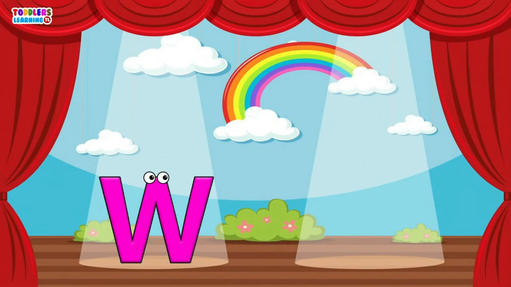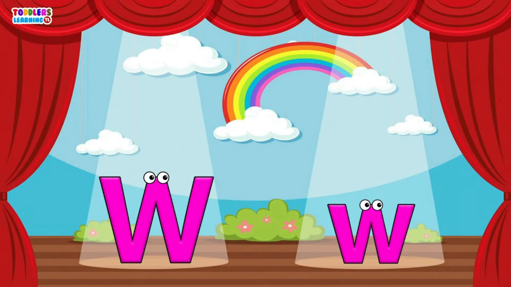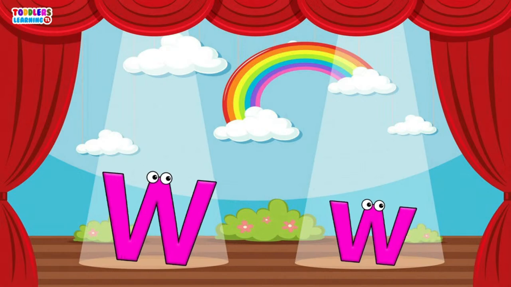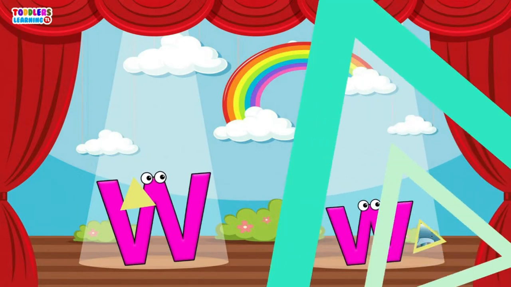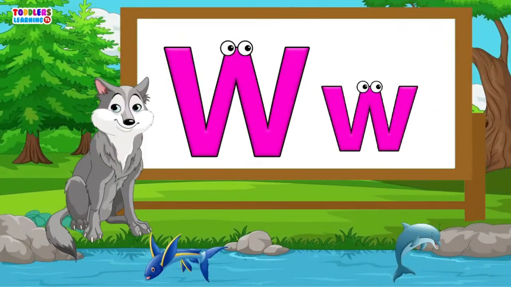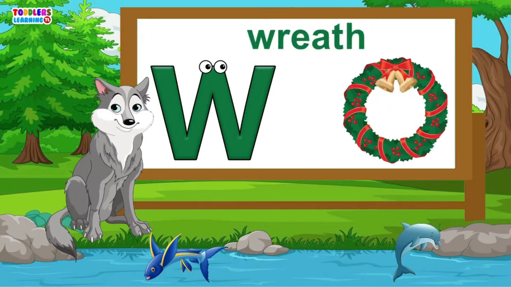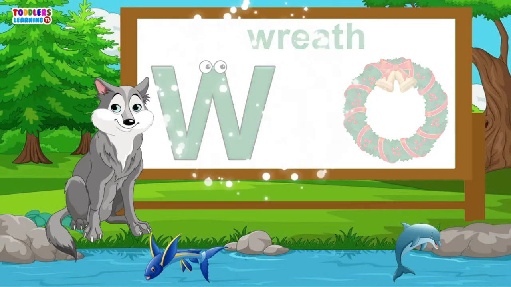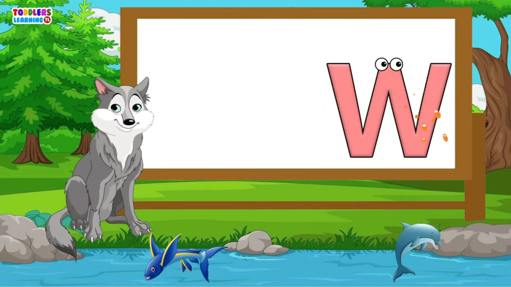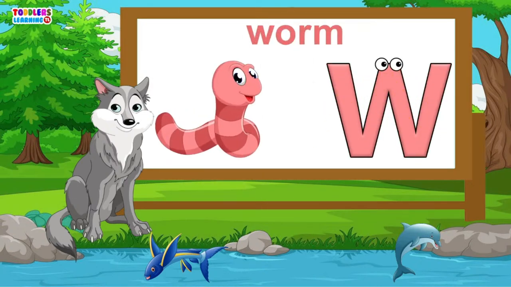This one is uppercase W. This one is lowercase W. Today we will learn different words that start with letter W. W. The sound of W is W. W for white. W for warm.